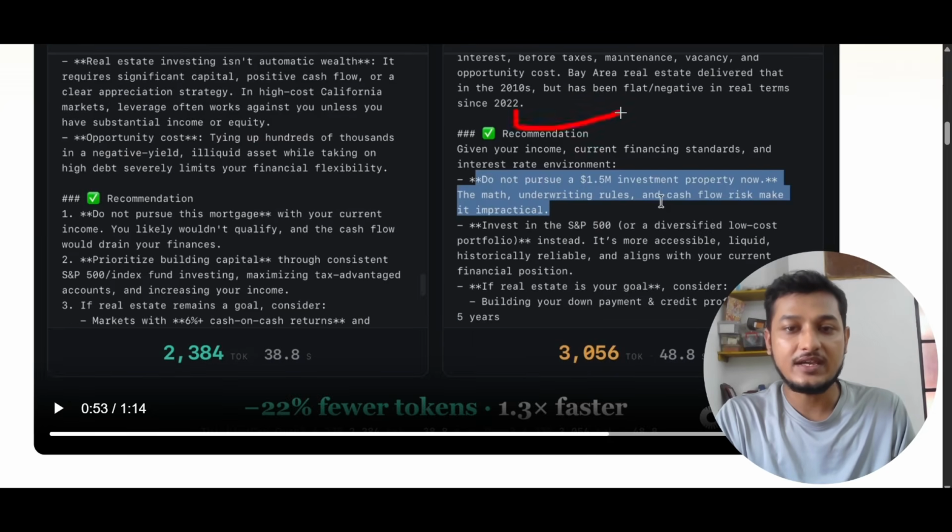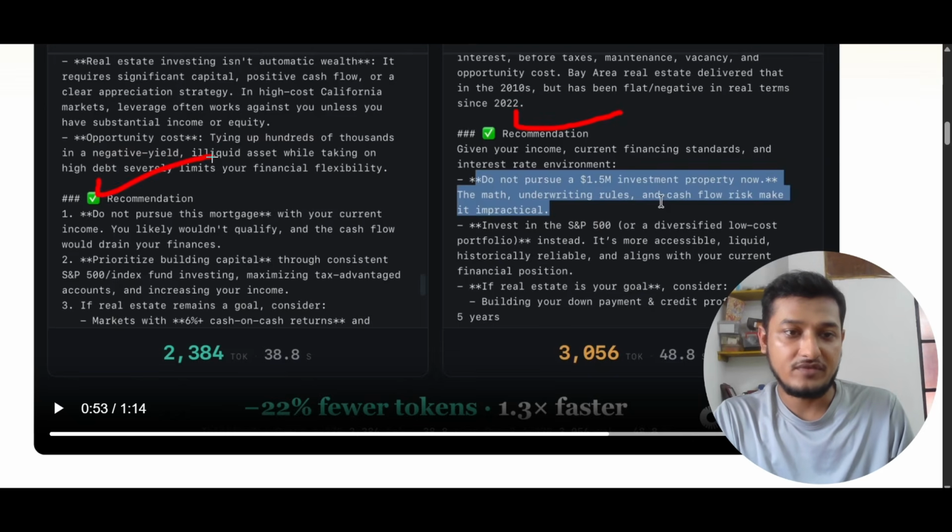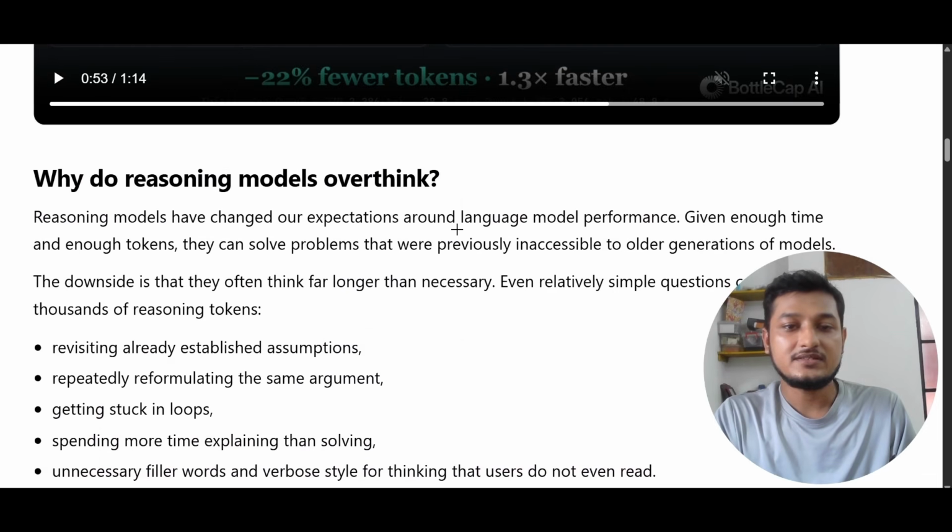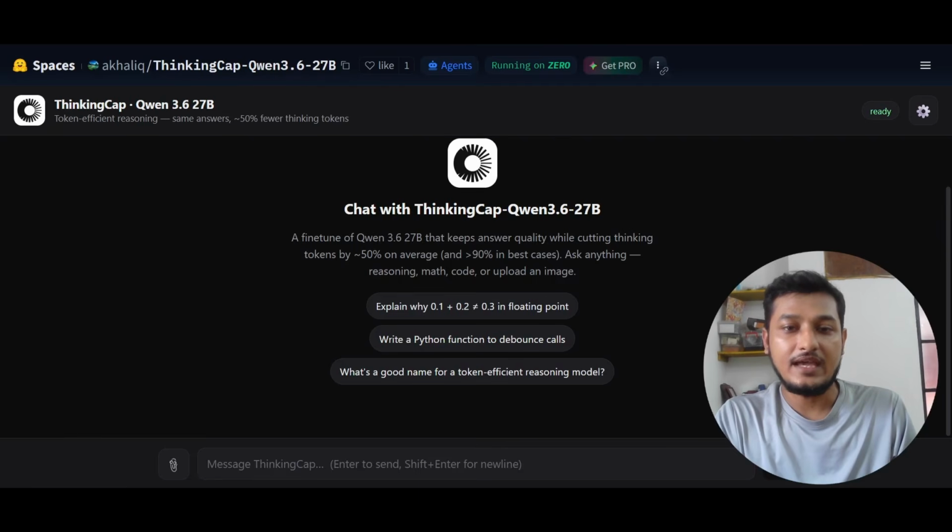Here you see this is the recommendation from the base model, and this is the recommendation from the modified ThinkingCap model. Both are giving the same output. Here you see "don't pursue this", and here you see "don't pursue this". Okay, so that means after modifying this overthinking capability we can also maintain the accuracy.